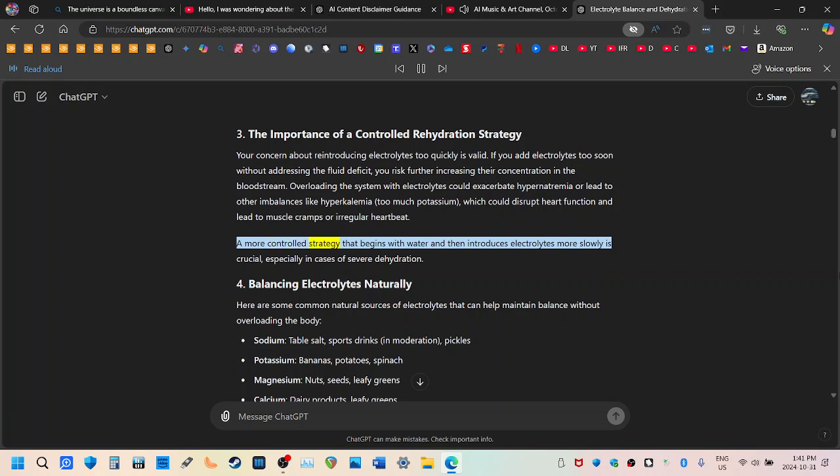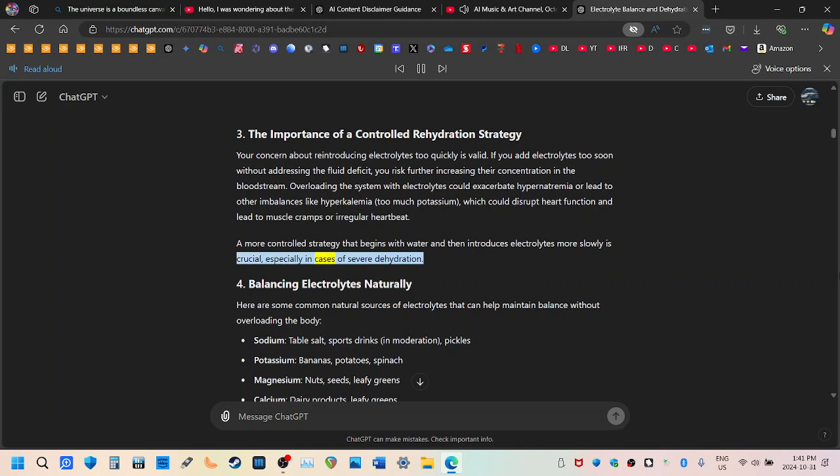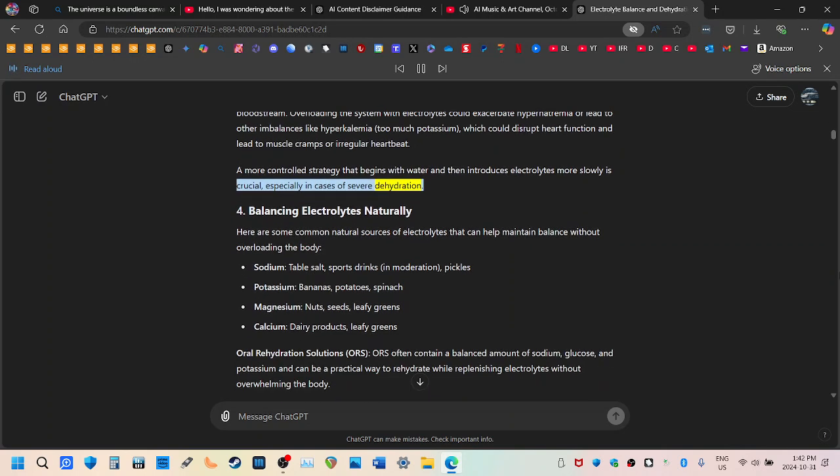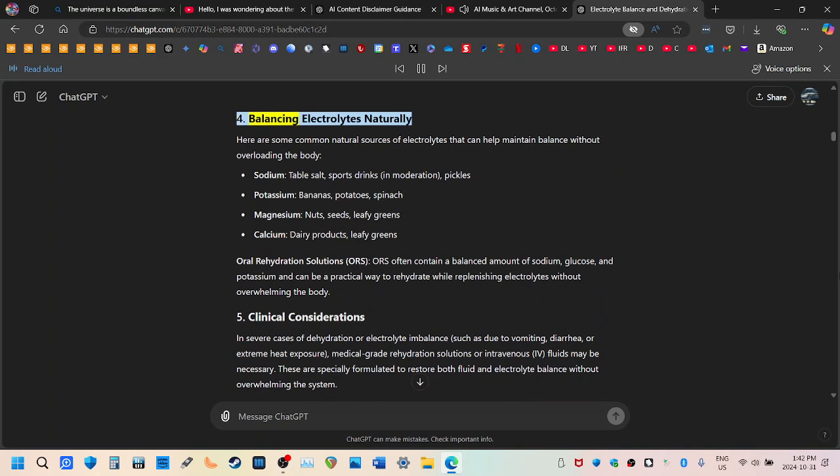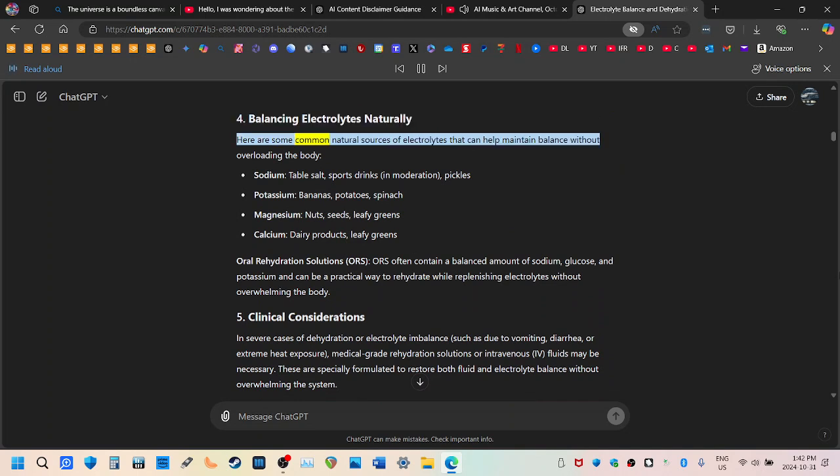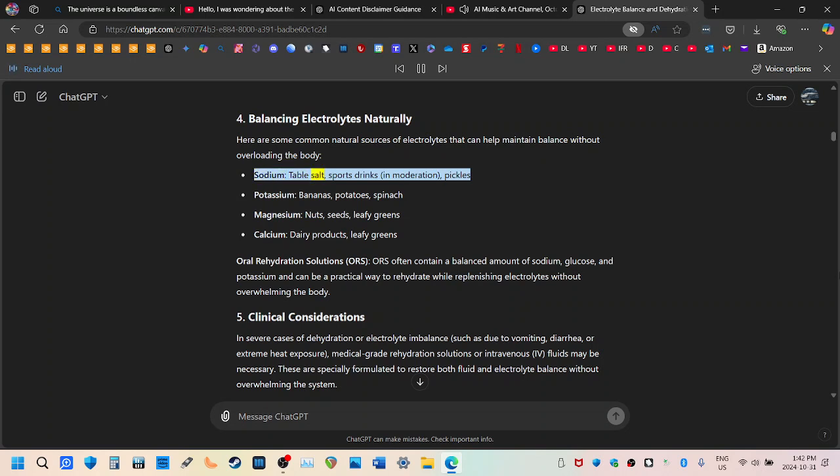A more controlled strategy that begins with water and then introduces electrolytes more slowly is crucial, especially in cases of severe dehydration. 4. Balancing electrolytes naturally. Here are some common natural sources of electrolytes that can help maintain balance without overloading the body. Sodium: table salt, sports drinks in moderation, pickles.